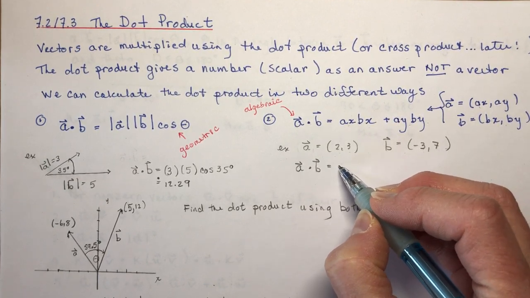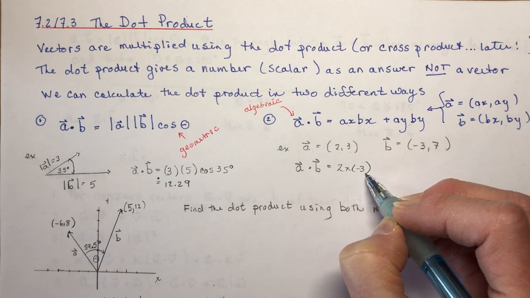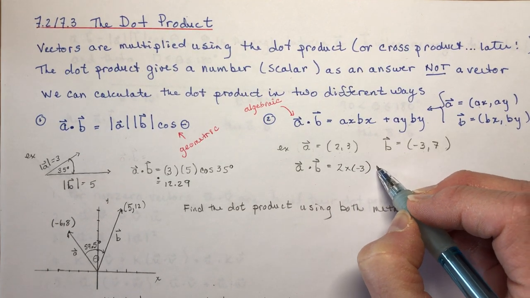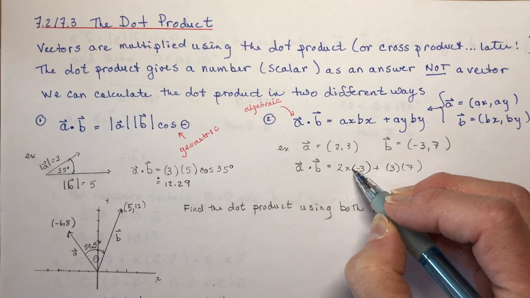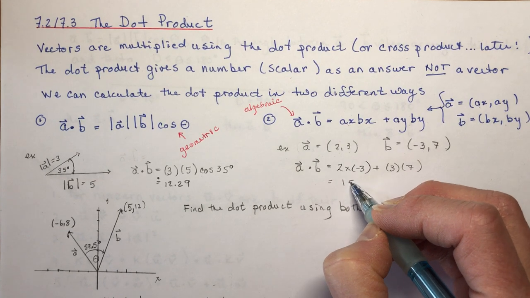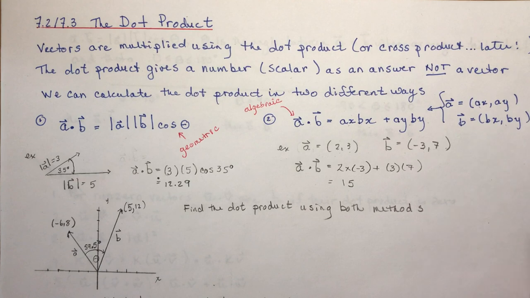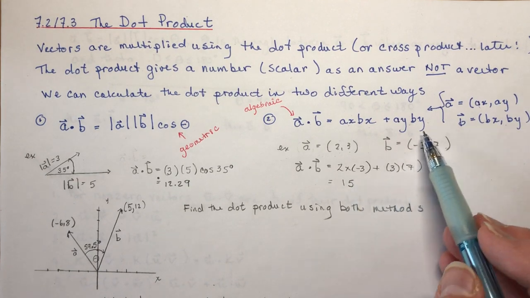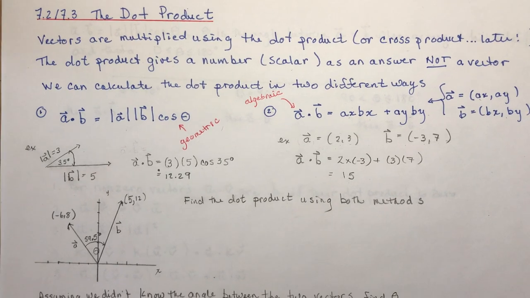So if I have (2, 3) and (-3, 7), then the dot product is going to be 2 times minus 3, I guess I could have just put that in brackets, plus 3 times 7. So it's 21 minus 6, which is 15. That's how you would use the algebraic calculation, and that's using the geometric formula.